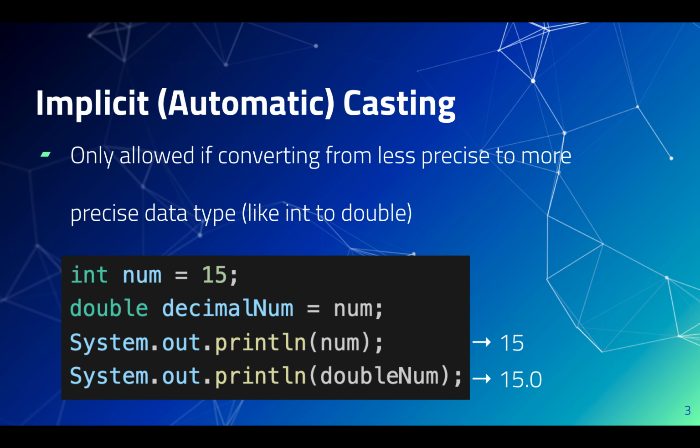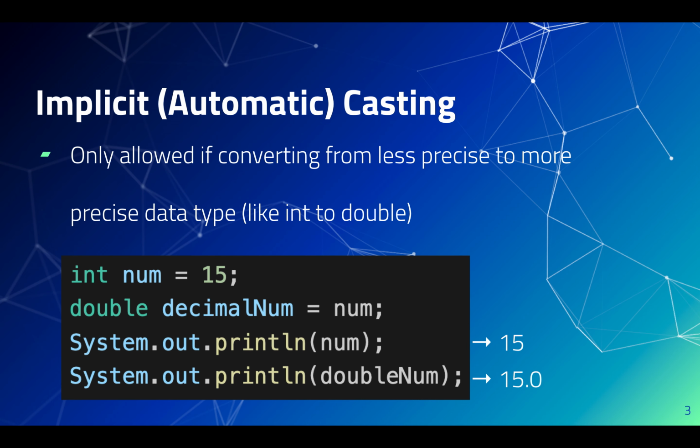So there are two ways to cast data types. One way is called implicit casting. The way it works is when you try to store a less precise data type into a variable with a more precise data type, that value will become the more precise data type. So that might have sounded confusing, but it's like if you try to store an integer in a double, the integer will automatically turn into a double and be stored like that.